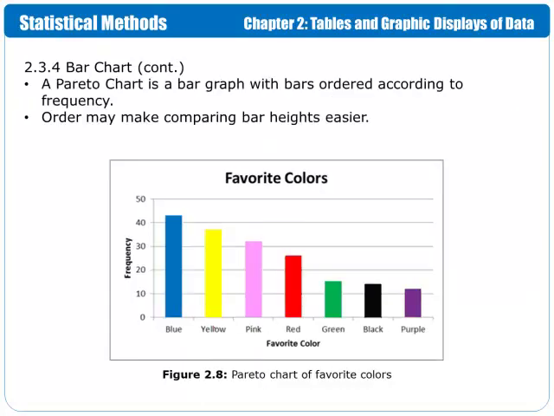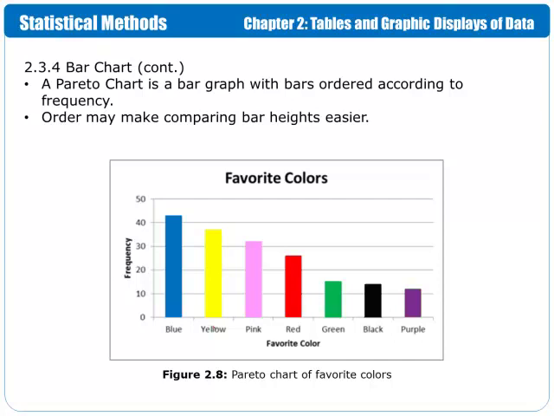A Pareto chart is a type of bar graph, but what we've done is we've ordered the bars from the highest frequency to the lowest frequency. And the reason for doing that is that it makes it easier for us to see the differences in the heights. Especially with bars like the green and the black, where they look like they're about the same heights, if they're on two different ends of the graph, it may be difficult to determine which one has the higher frequency.